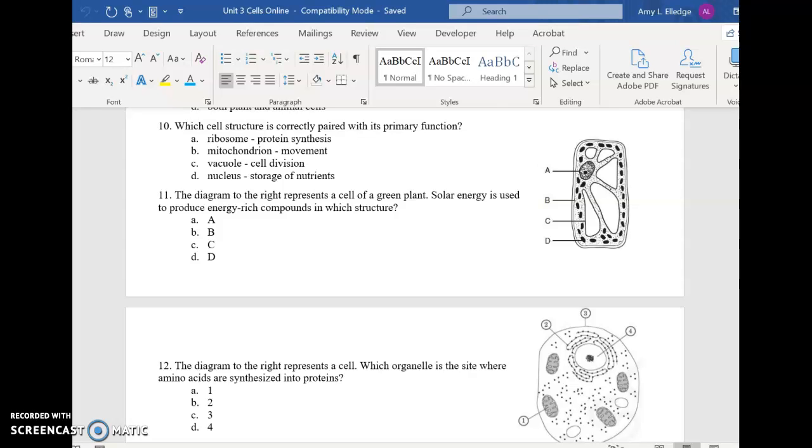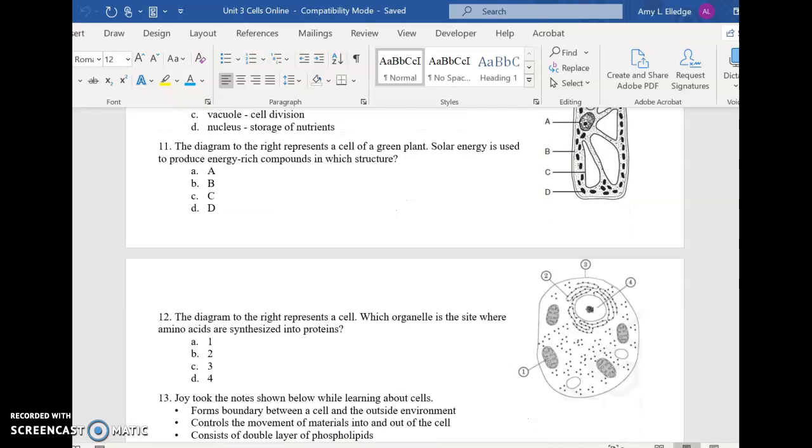Number 10, which cell structure is correctly paired with its primary function? Well, ribosome, ribs. Ribosomes do make proteins, because ribs are protein. The mitochondria are used for making energy, vacuoles hold water, food, and waste, and the nucleus controls the cell.